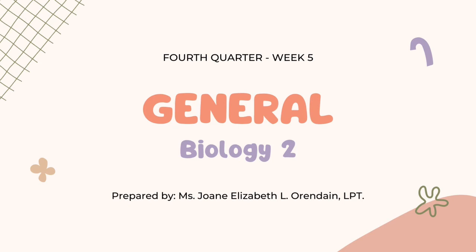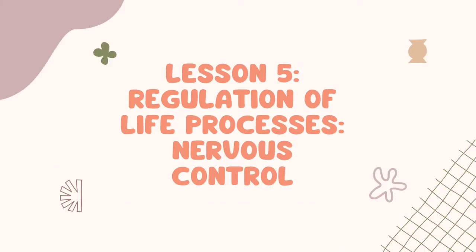Good day everyone. So for today we're going to have a discussion in General Biology 2. Specifically, we're going to discuss our lesson number 5 entitled Regulation Supply Process, and we're going to be focusing more on the nervous control.